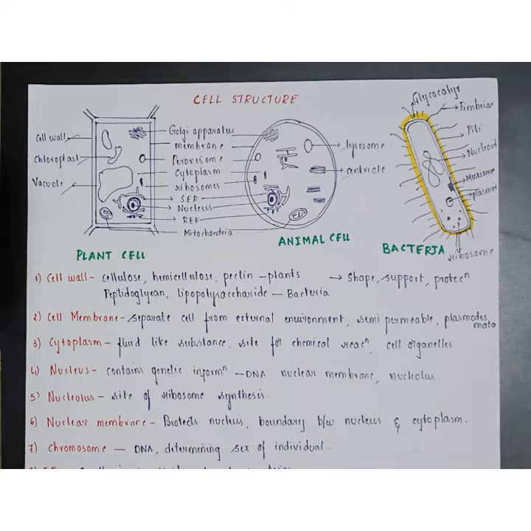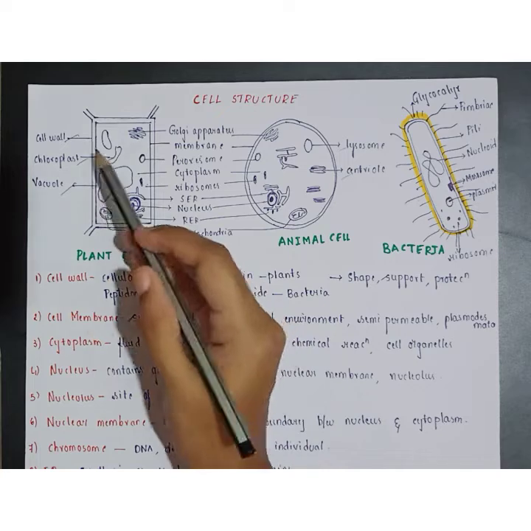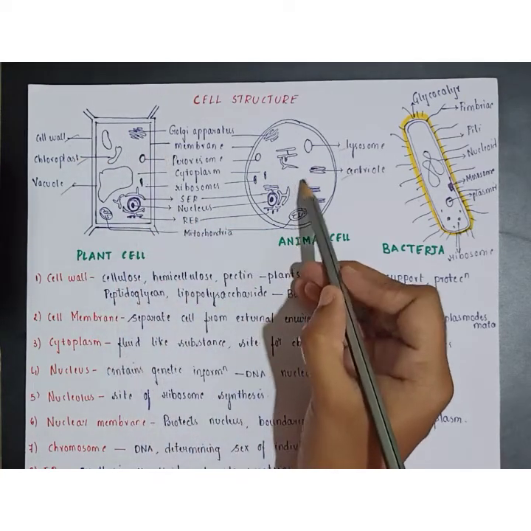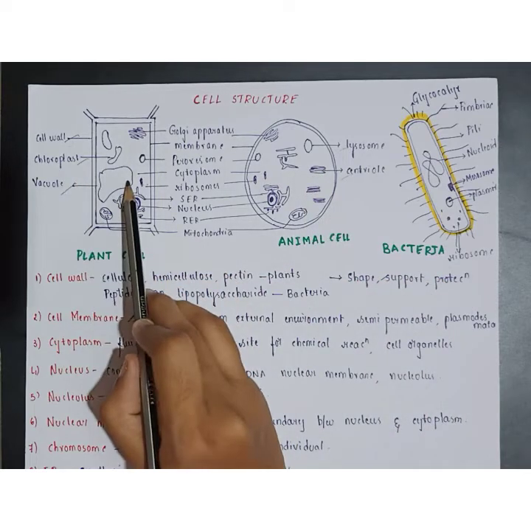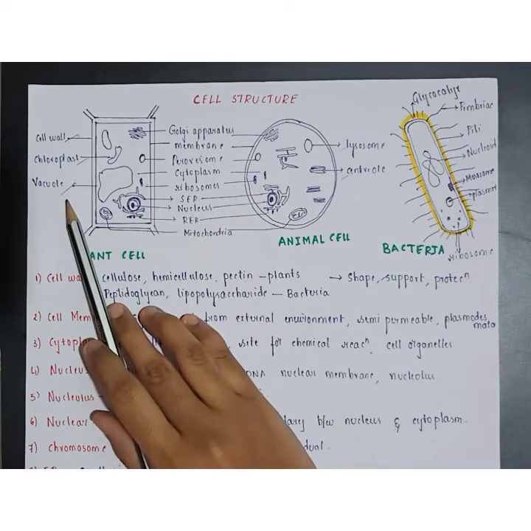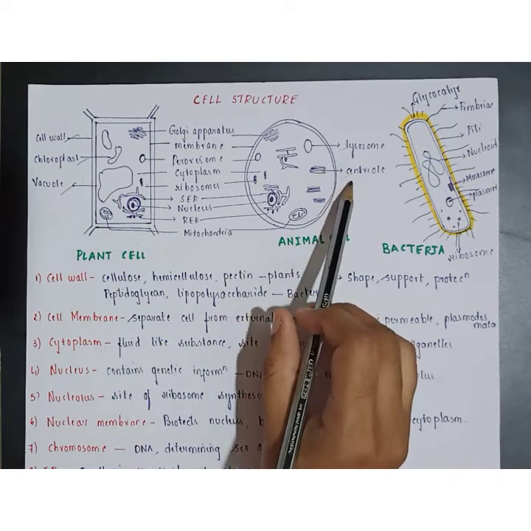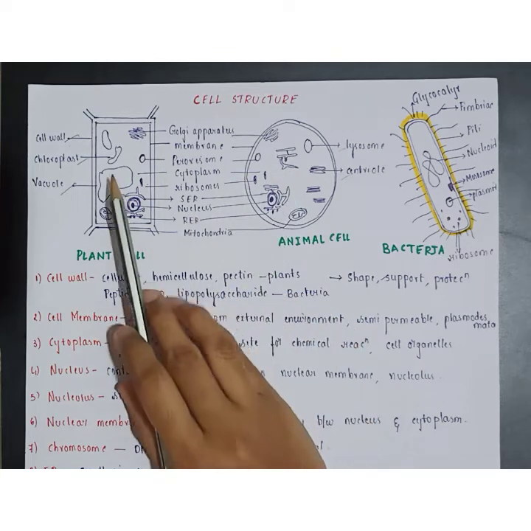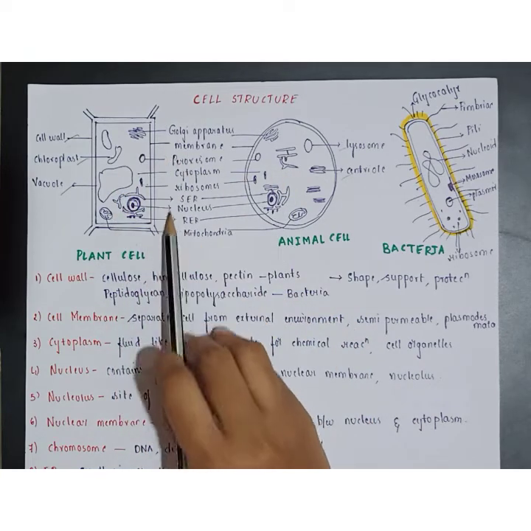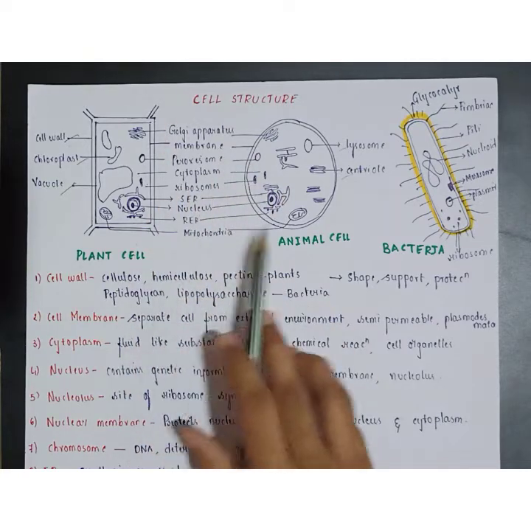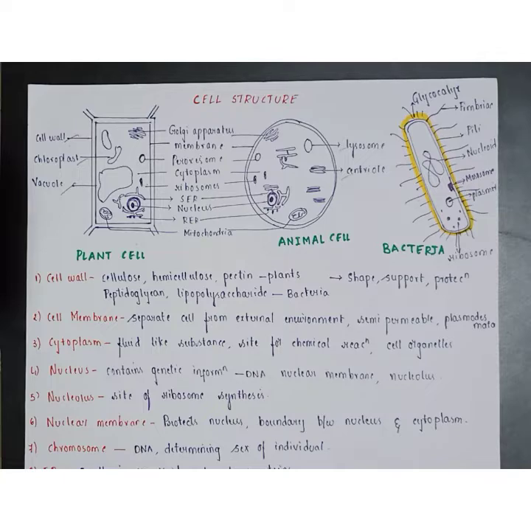So by understanding this diagram we can understand the differences between plant cell and animal cell. If we take the cell wall, it is present in plant cell and absent in animal cell. Chloroplast is present in plant cell, absent in animal cell, and vacuole is present in plant cell and absent in animal cell. Lysosomes or centrioles are present in animal cell, and those are absent in plant cell. So these are all the similarities between the plant cell and animal cell. By understanding this diagram we can write the differences between the plant cell and animal cell.